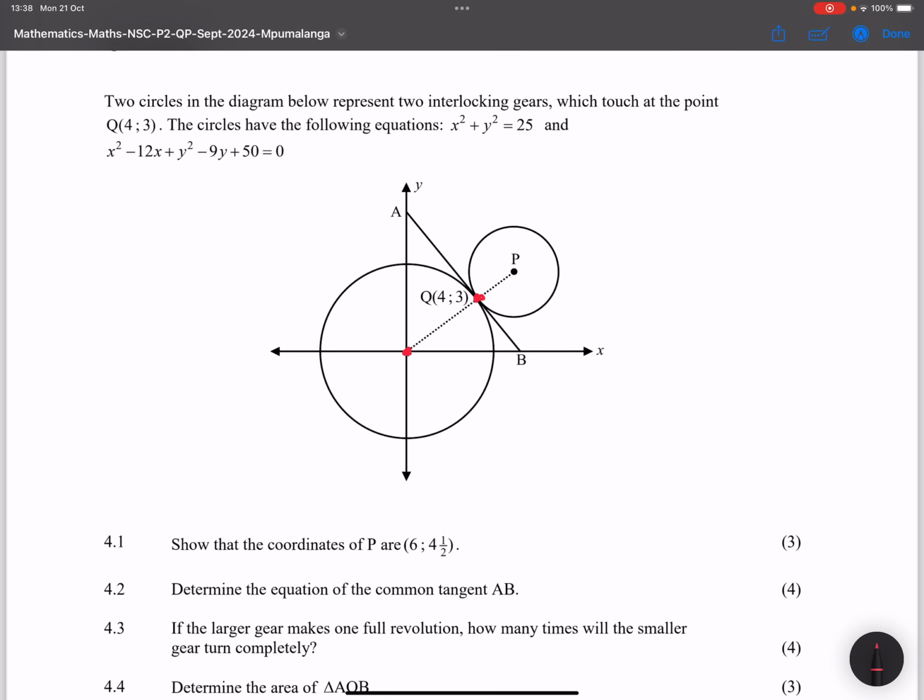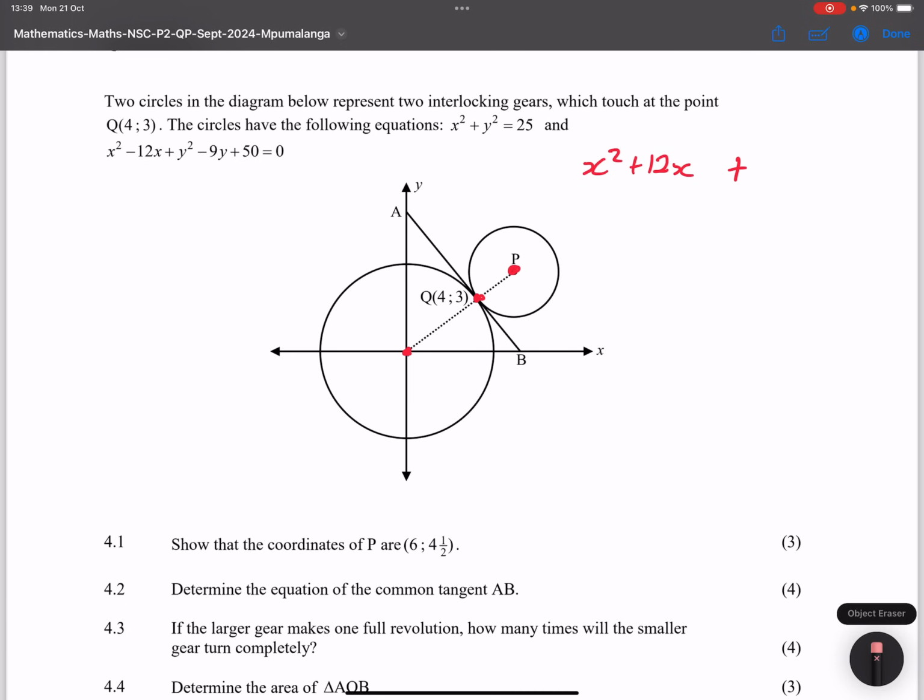So remember P would be the coordinates of the center of the other circle, right? So what we normally do to find the center: firstly, we're going to say x squared minus 12x. Now, we have to complete the square here, right? But before I do that, I'm just going to leave a gap.